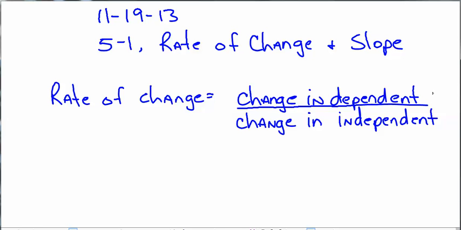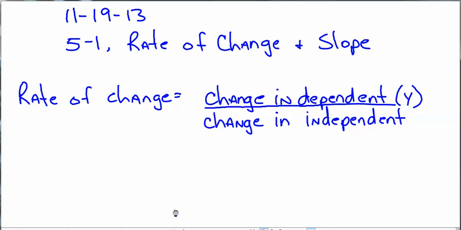The dependent is the y, which means the independent is the x. Good. So all rate of change really is, you change in the y values divided by your change in the x values. Okay? So don't let it scare you. It'll be okay.